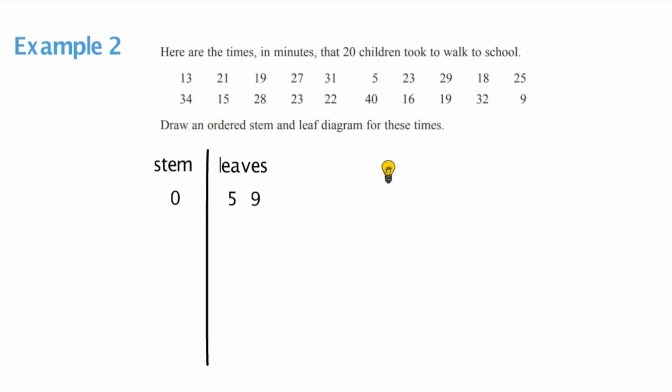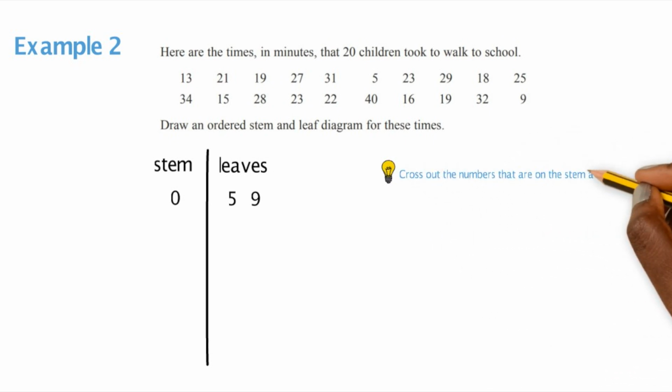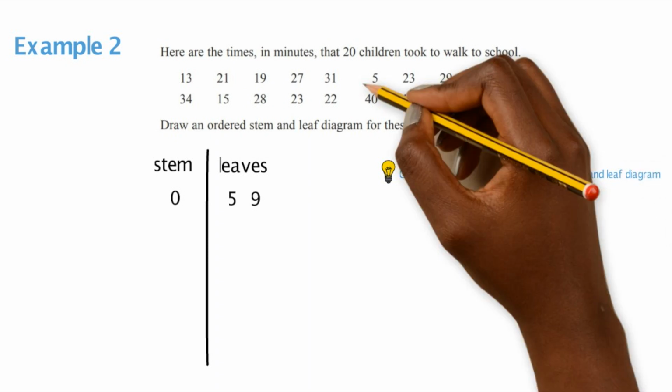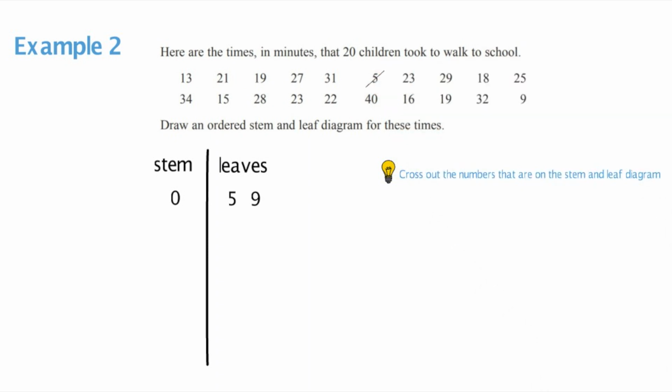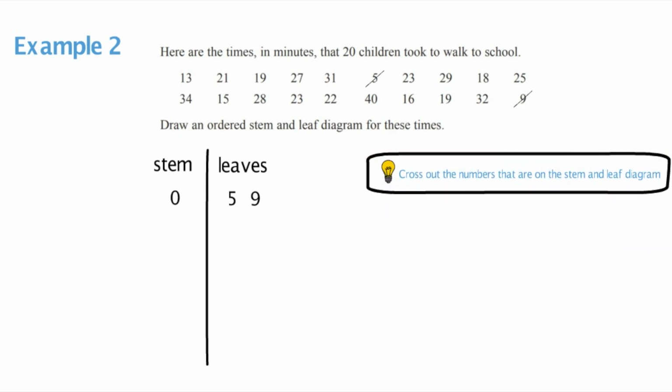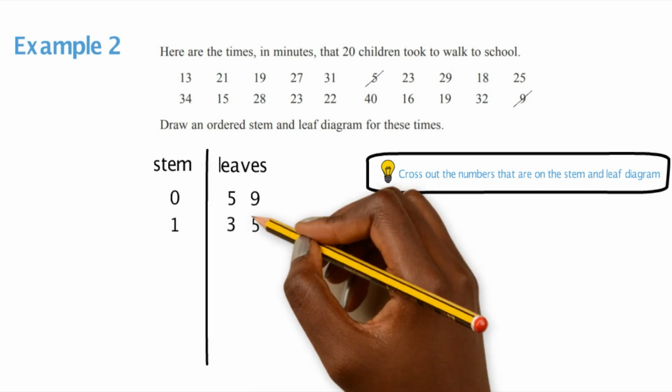And another tip that I have for answering these exam questions is basically cross out the numbers that are on the stem and leaf diagram. And the reason why I advise this is because it's so easy to sometimes forget a number. And by forgetting that one number, that might lose you a mark on just a silly error. So just cross it out once you've put the number on the stem and leaf diagram. So yeah, we would just continue on.